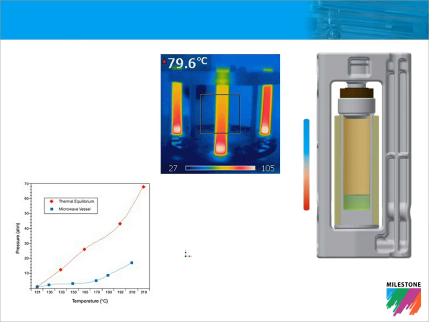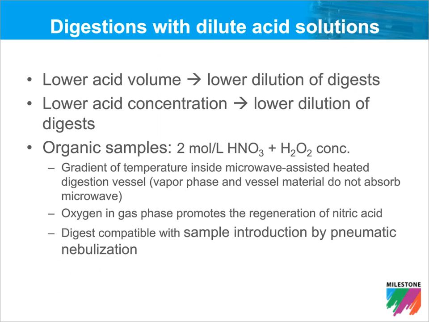It was demonstrated that dilute nitric acid solution, such as 2 molar, can be used for digestion of organic samples. And because of lower acid volume and lower acid concentration, it's possible to work with lower dilution factors. The effect of oxygen in gas phase for regeneration of nitric acid was also demonstrated.